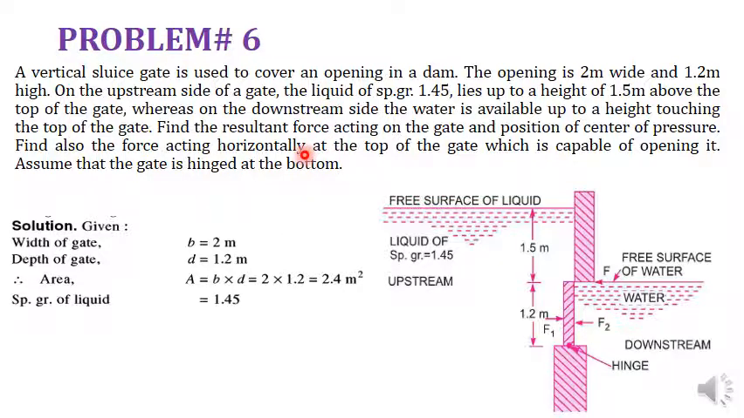So first of all, our first step is to understand this problem statement. This problem statement is a lengthier one, but still we can understand it step by step. First of all, we have to understand that we are talking about a vertical sluice gate that is used to cover an opening in the dam.